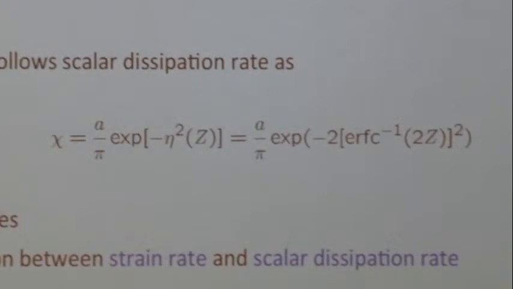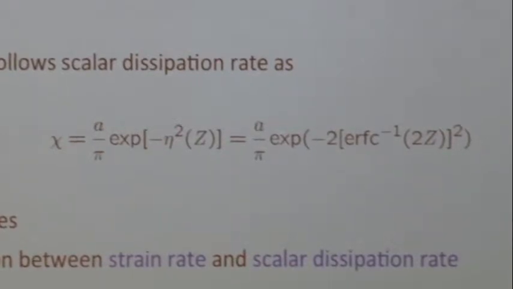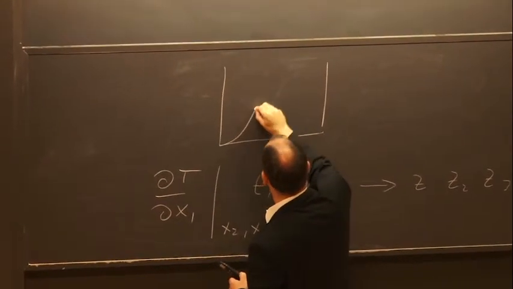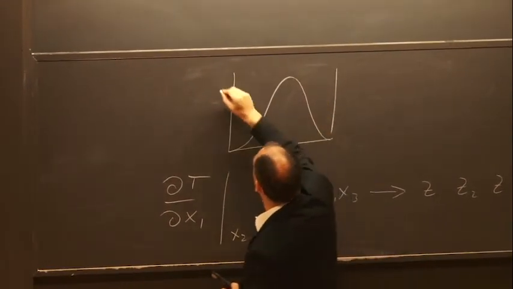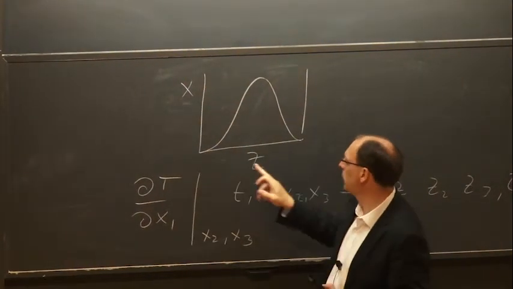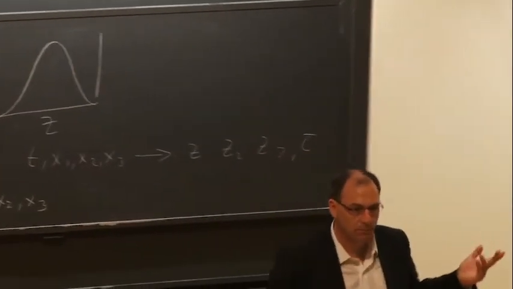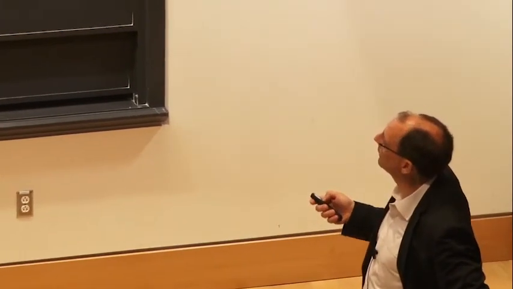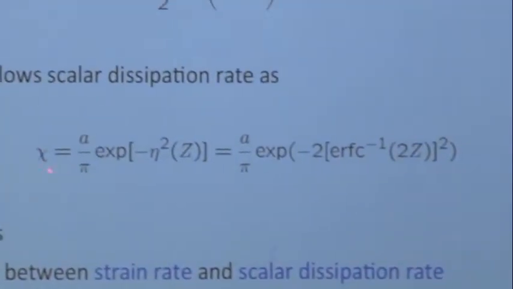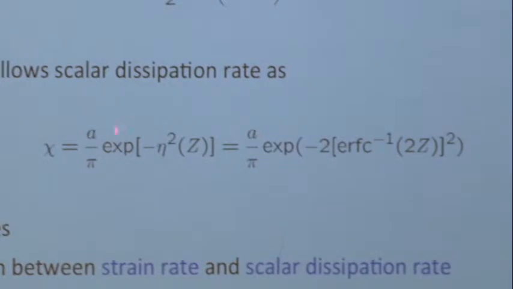It's not shown here, but this is how it looks. If you plot this as a function of Z, then it kind of looks like this. It has to go to 0 for pure fuel and pure air, because once you're in the pure fuel, the gradients have to go to 0, and once you're in pure air, the gradients have to go to 0 also. And in the counterflow diffusion flame, the dissipation rate, as we said earlier, is directly related to the strain rate. They're actually proportional to each other.